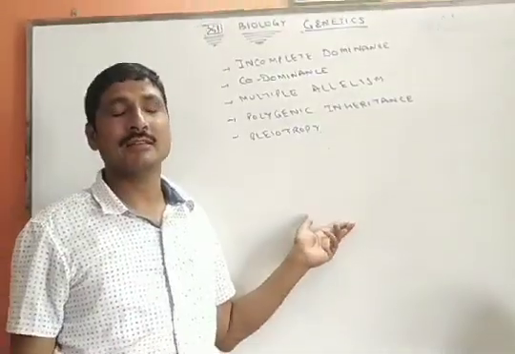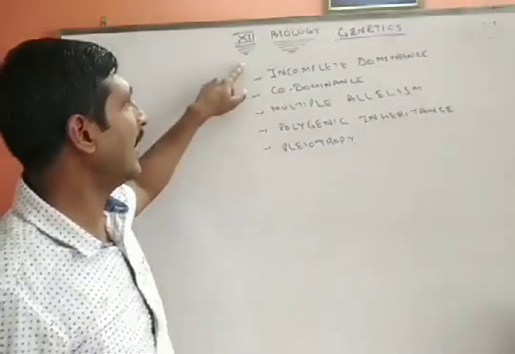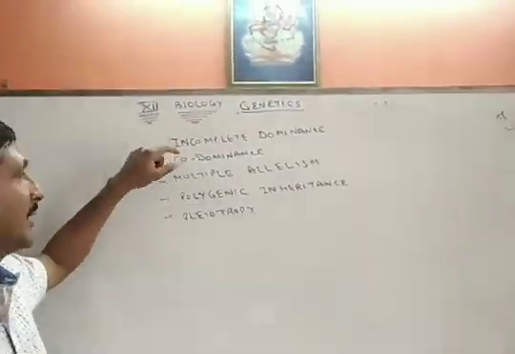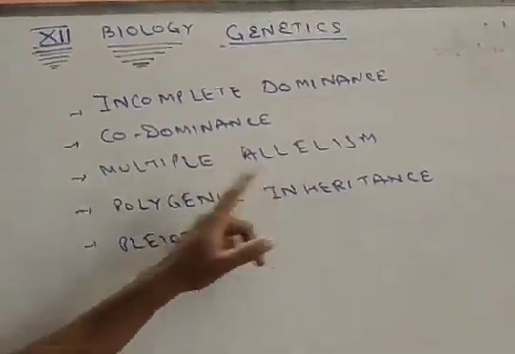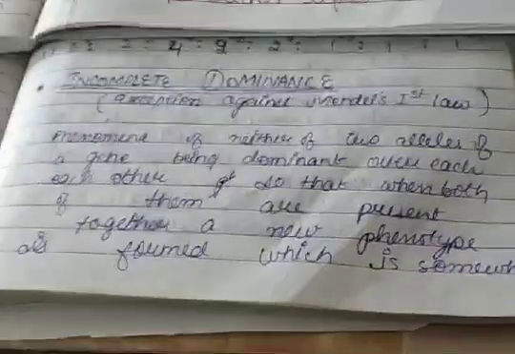In our previous lecture of genetics, we talked about Mendel's laws. Our topic for today's lesson, principles of inheritance, covers incomplete dominance, codominance, multiple allelism, polygenic inheritance, and pleiotropy.